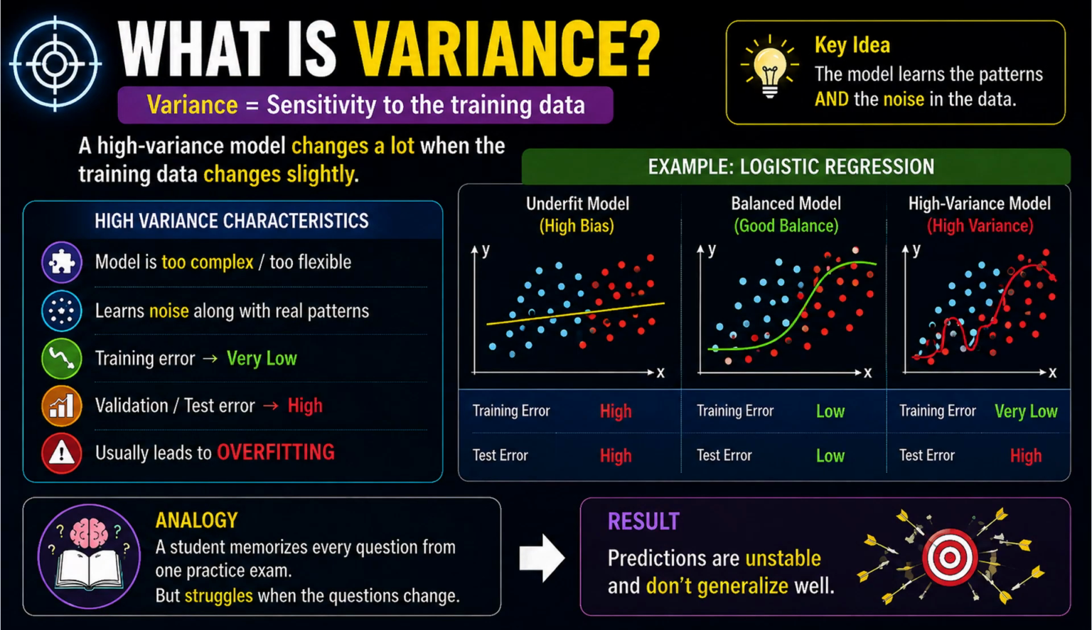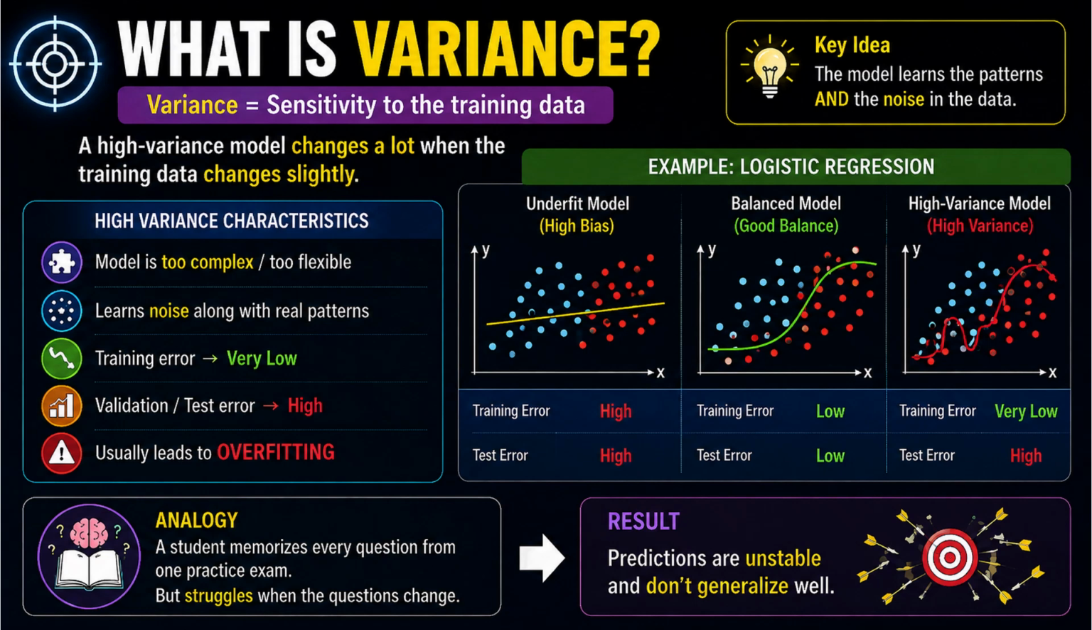Now, what is variance? Variance is sensitivity to the training data. A high variance model changes a lot when the training data changes slightly. The high variance characteristics are: the model is too complex or too flexible, and learns noise along with the pattern. So the training error is very low, but the test error is high. This leads to overfitting.